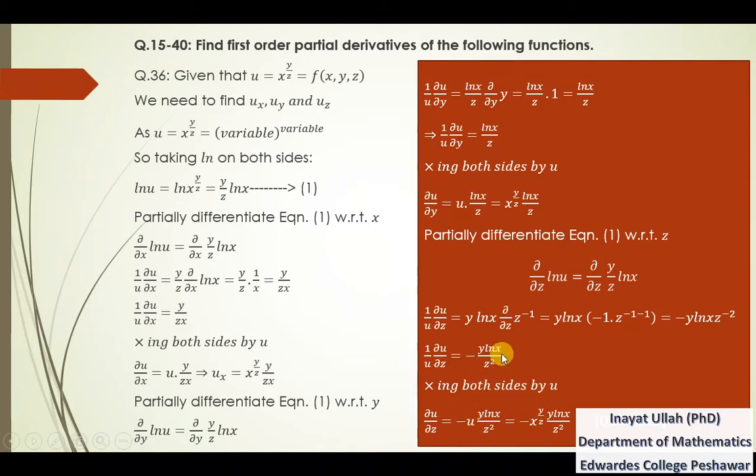So that is how we could find the partial derivatives of a function whenever a function is in the form variable to the power variable. Question number 28 is the same. In question number 28 there are two variables, so that will become easier than this question. So that is how we find the partial derivative of a function which is in the form variable to the power variable, that we will be taking natural log on both sides.